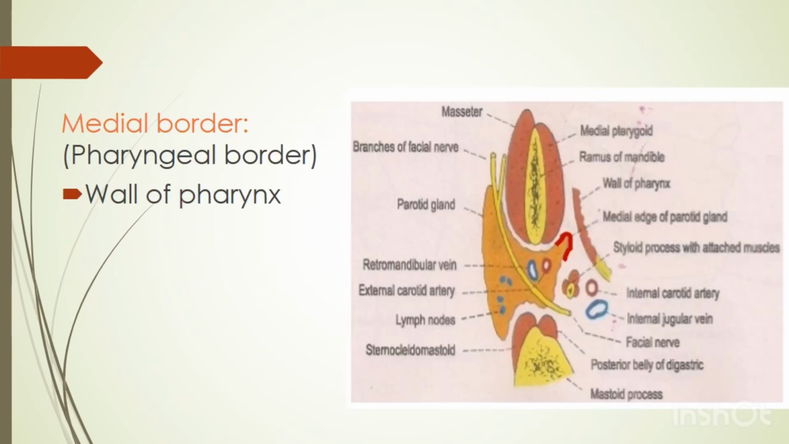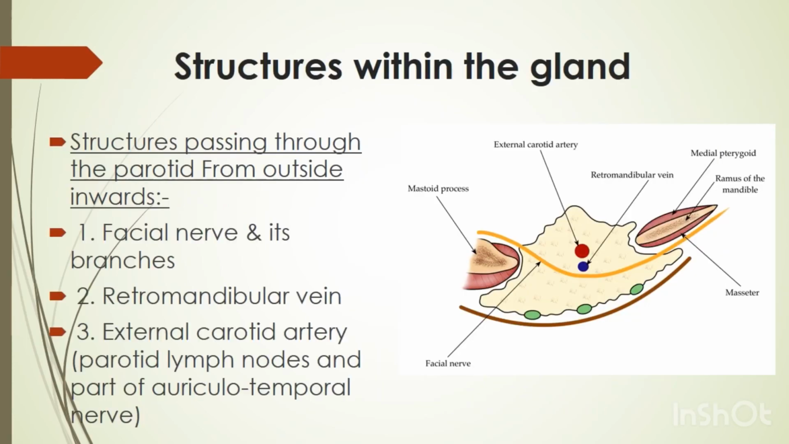The medial border is very easy. It just has got one relation, that is the wall of pharynx. This is the wall of pharynx. So the medial border is directly related to the wall of pharynx. So when you study with this picture, all the relations are very easy to study and remember. You need to get the proper orientation of where the gland is located, and the relation becomes very easy to understand and study. Now let's look at the structures within the gland.